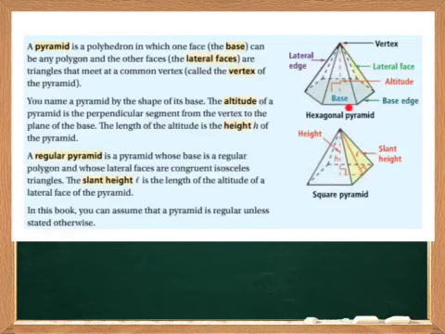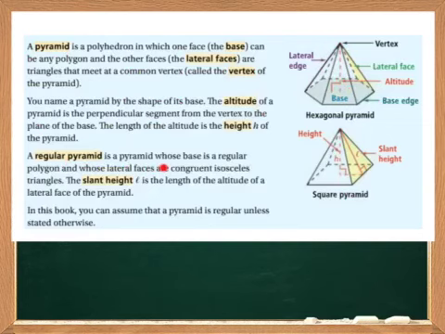The base can be any shape, and all of the lateral faces have to be triangles. So here we have a hexagonal pyramid, here we have a square pyramid. The name of the pyramid is by the shape of its base. The altitude is the perpendicular segment from the vertex to the base of the pyramid. The height is the distance of that altitude, so the length of that altitude.